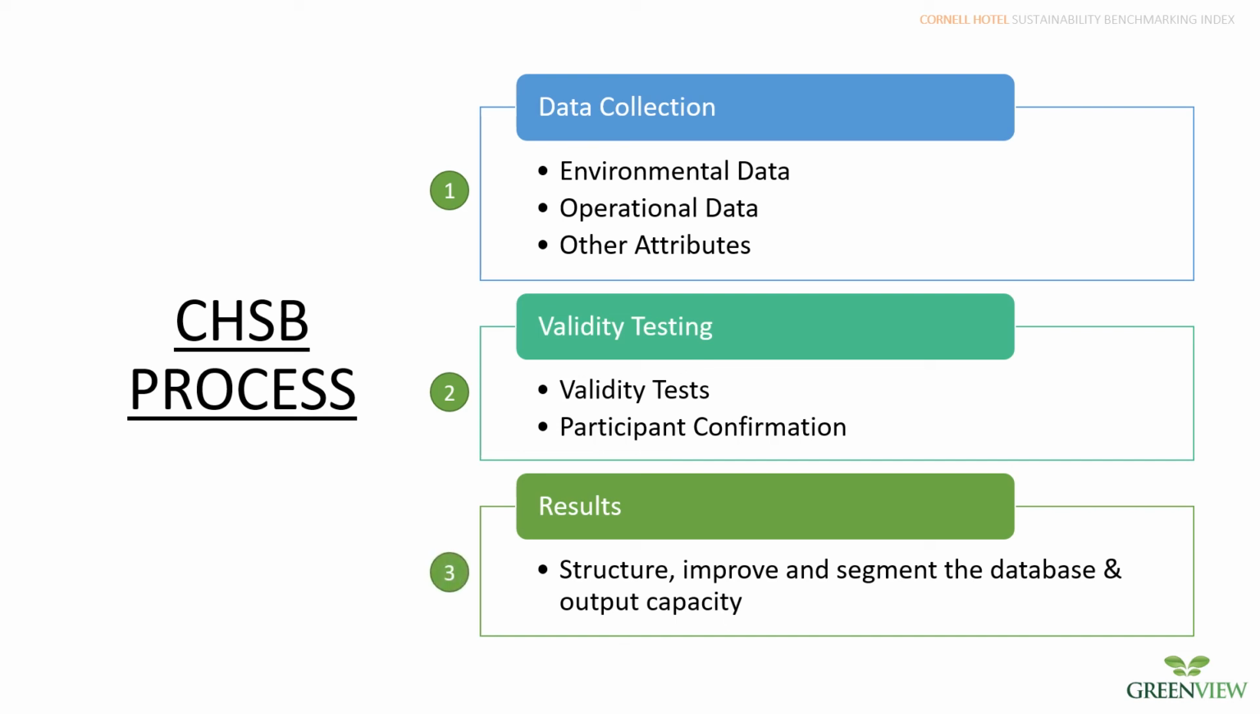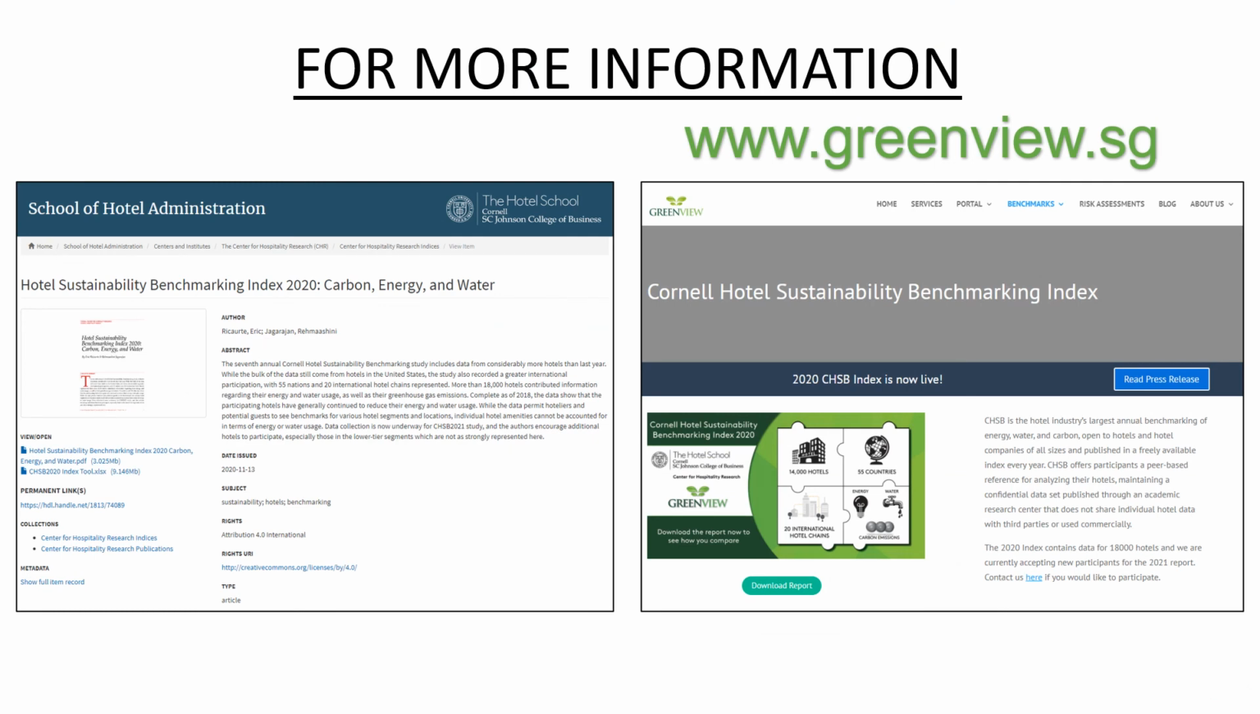Finally, we structure and segment the database in order to create the benchmarking reports as well as the aggregate public dataset. The results are published as confidential benchmarking reports for each participant property, which is what we will focus on in this video. In addition, the aggregate data is published by the Cornell School of Hotel Administration, Center for Hospitality Research, in a freely available report and tool which shows the range of performance across specific markets, countries, regions, and globally according to climate zone.